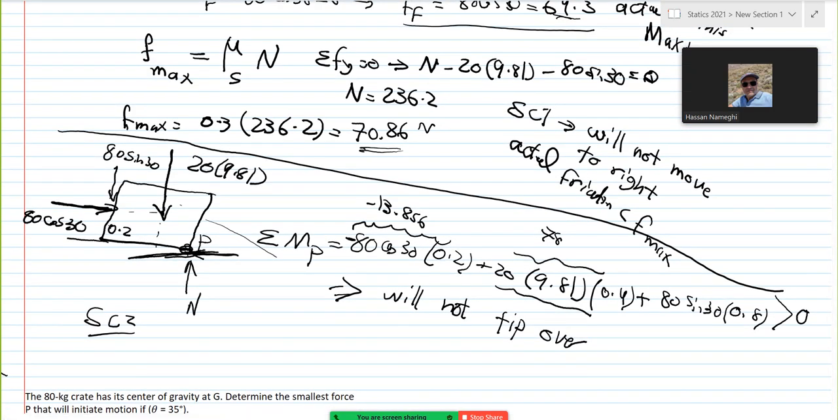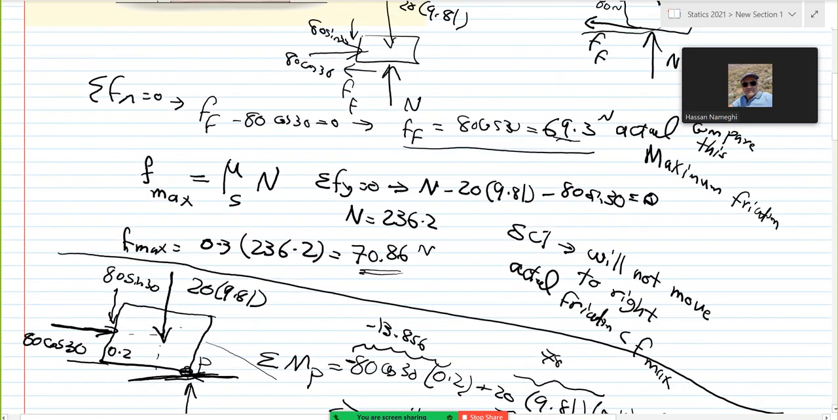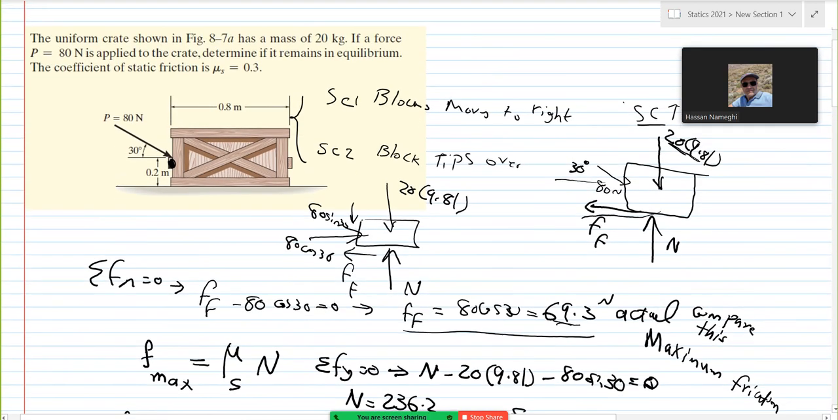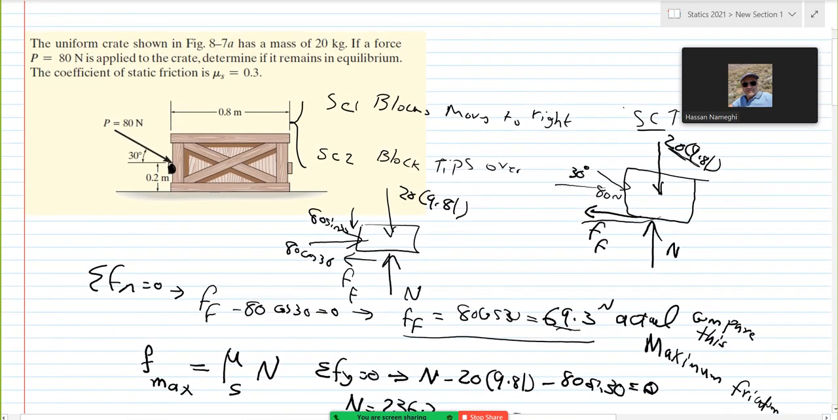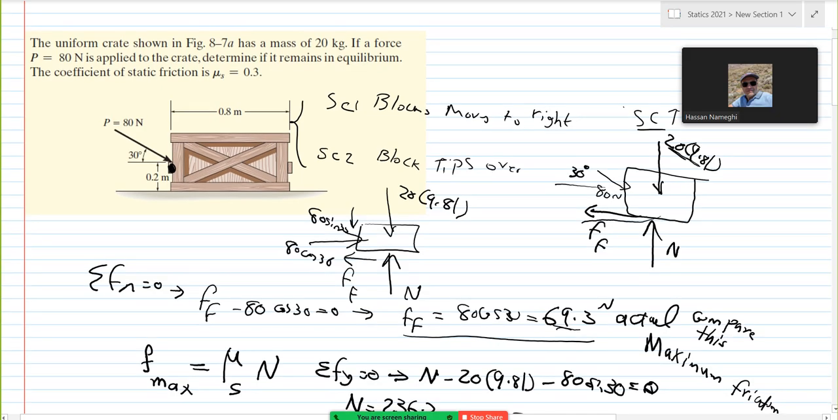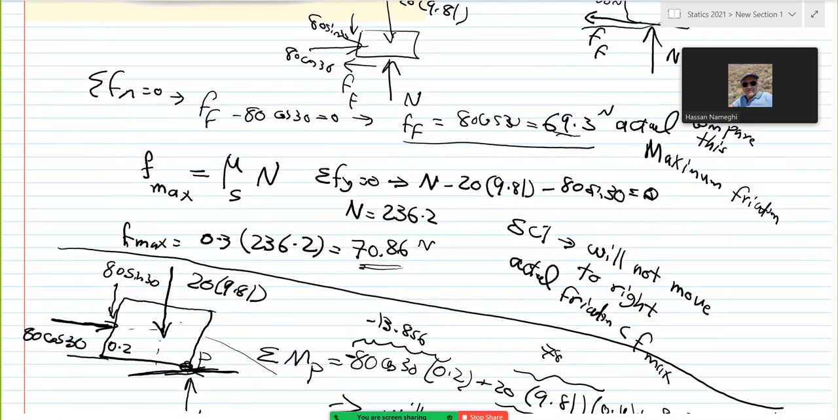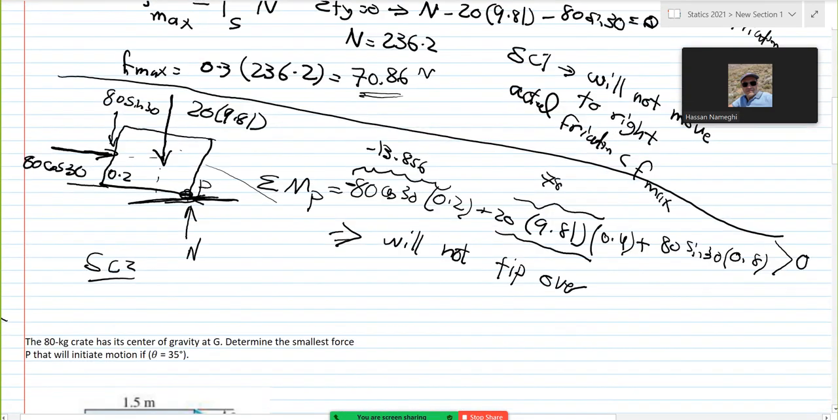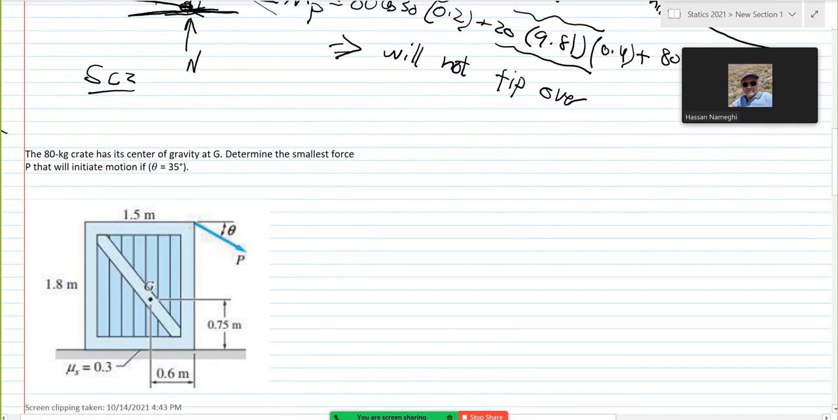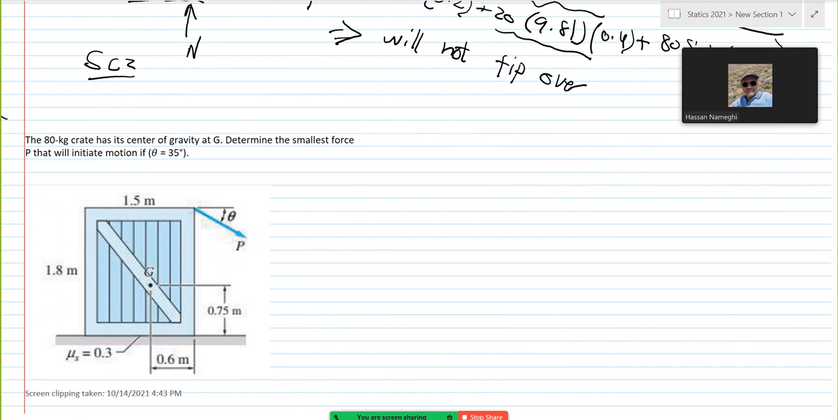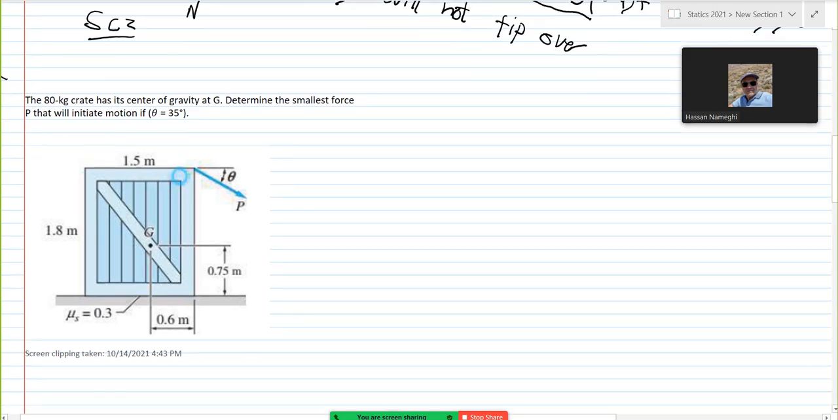That's our scenario 2. It's not going to move to the right, and it's not going to tip over. So the question is to determine if it remains in equilibrium. Yes, it is. So based on 80 Newton, it will remain in equilibrium. It will not move. Let's look at another problem, very similar to what we solved. In this case, I have a crate of 80 kilograms. That's the center of gravity. Determine the smallest force that will initiate motion. Again, I need to consider two scenarios.